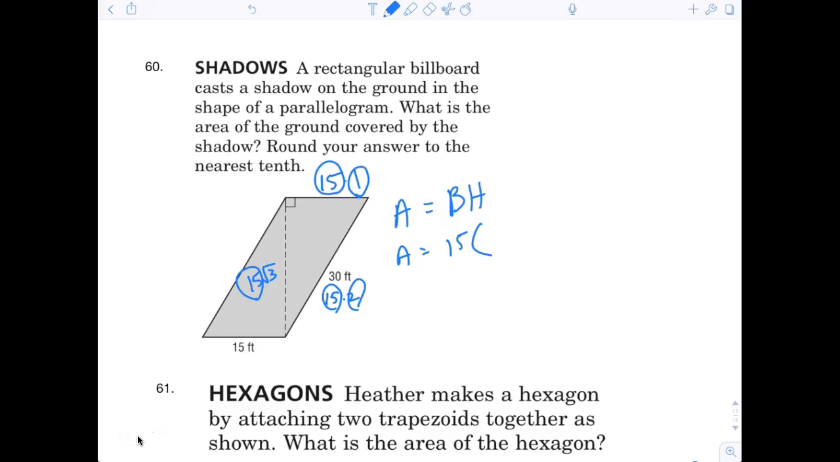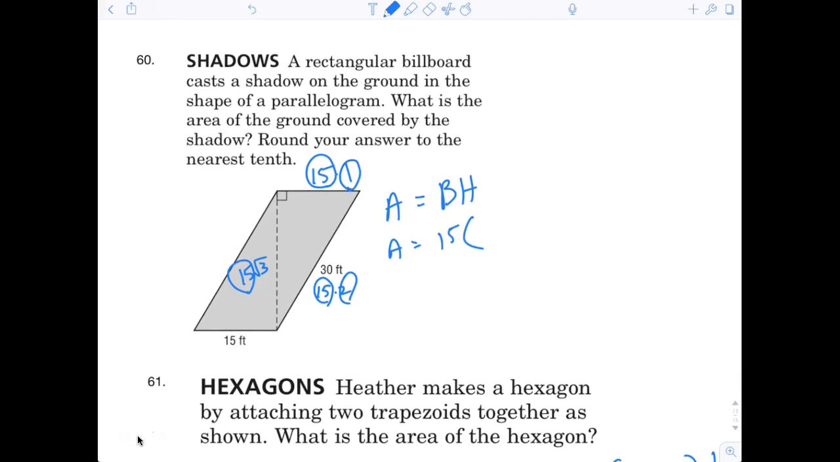Some of you guys keep listening and it'll sink in. You may not see it the first or second time, or this is the 10th time we've done that, but that's okay. Now it's 15 times what? 15 radical 3, which is 225 radical 3 square feet. I wish you would leave it like that, but some of you are stubborn.